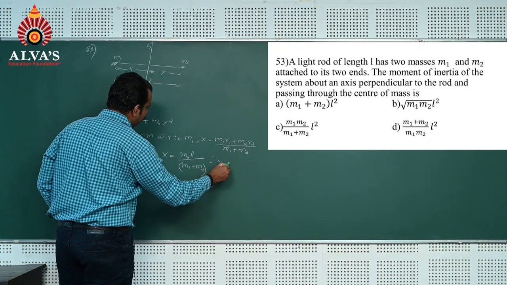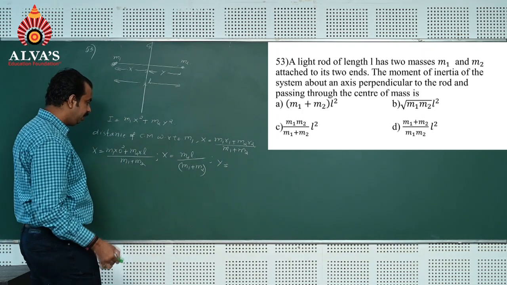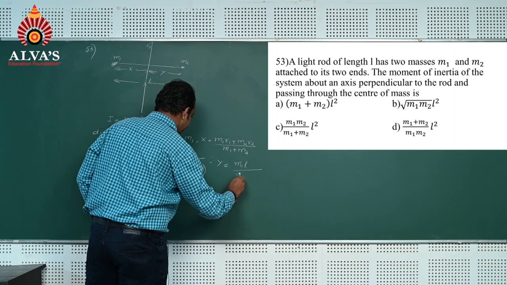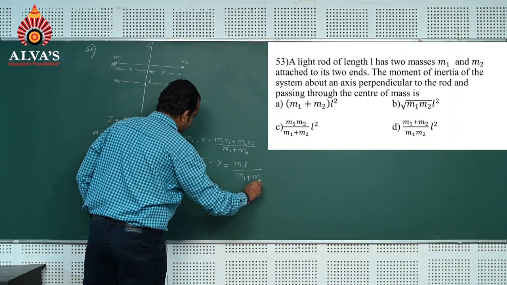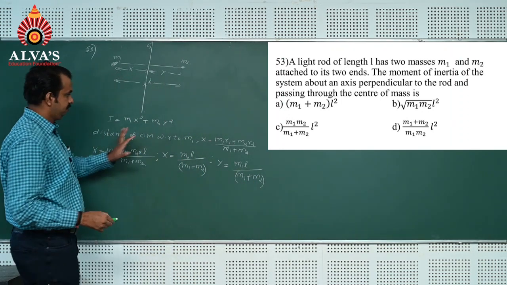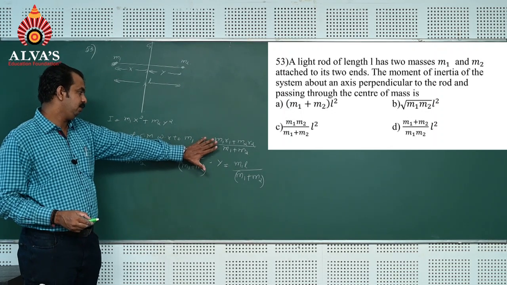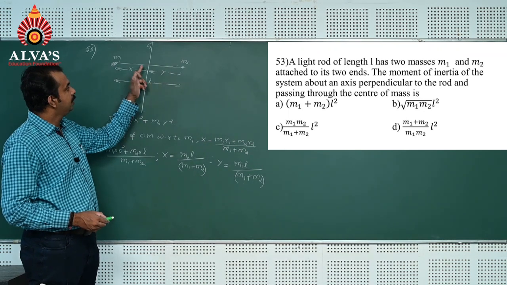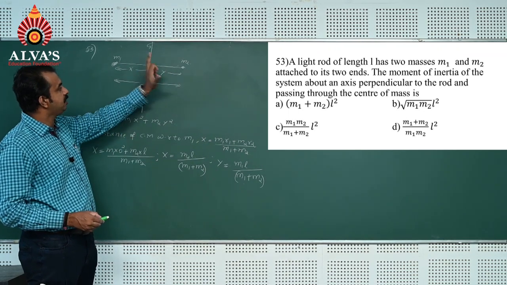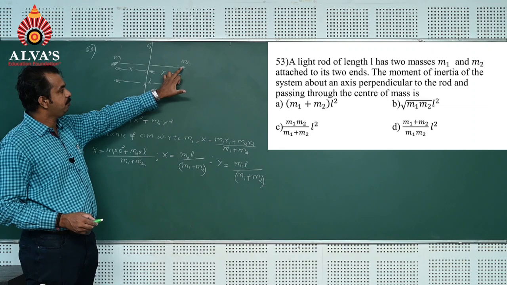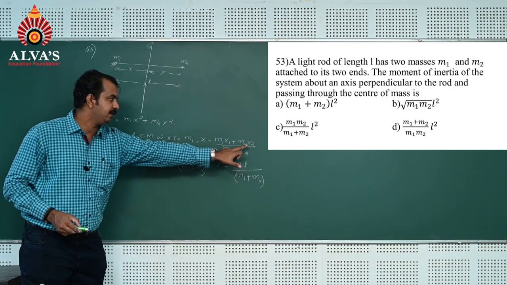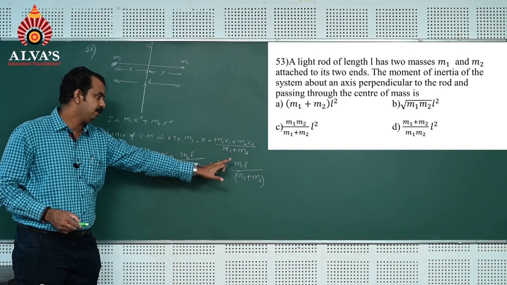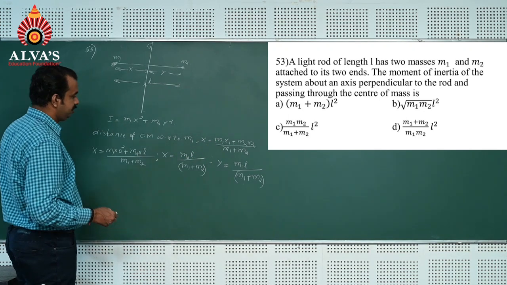Similarly, we can also find y. y is equal to m1 L divided by m1 plus m2. A similar formula can be used, but here we measure the distance of the center of mass with respect to m2, so this term becomes 0 and r1 is L, giving m1 L divided by m1 plus m2.